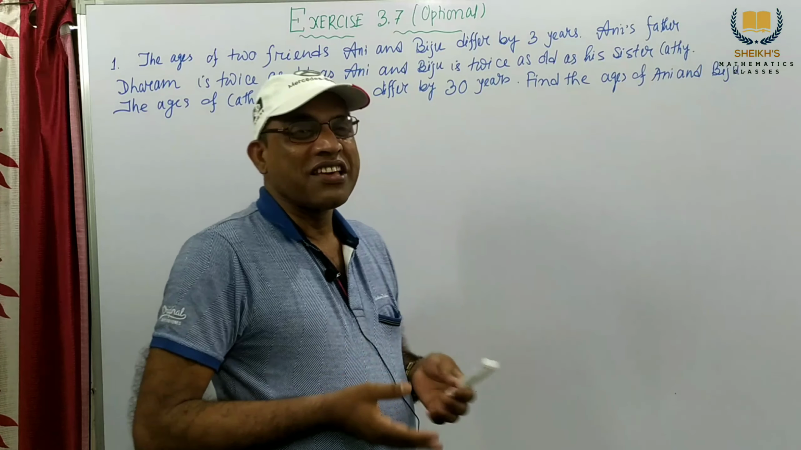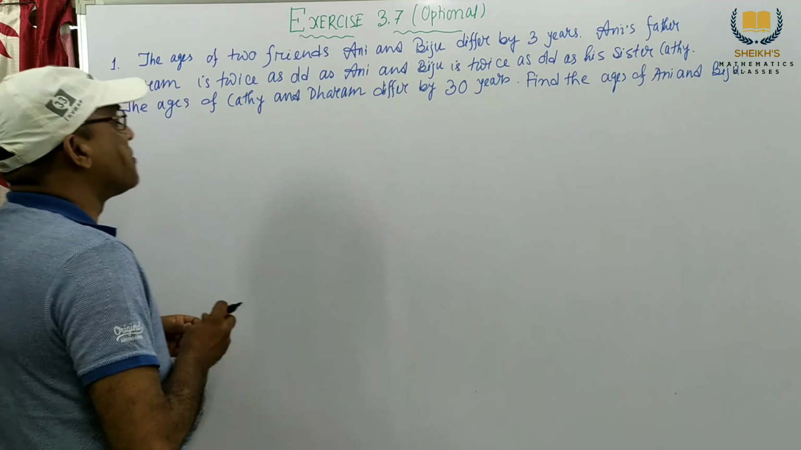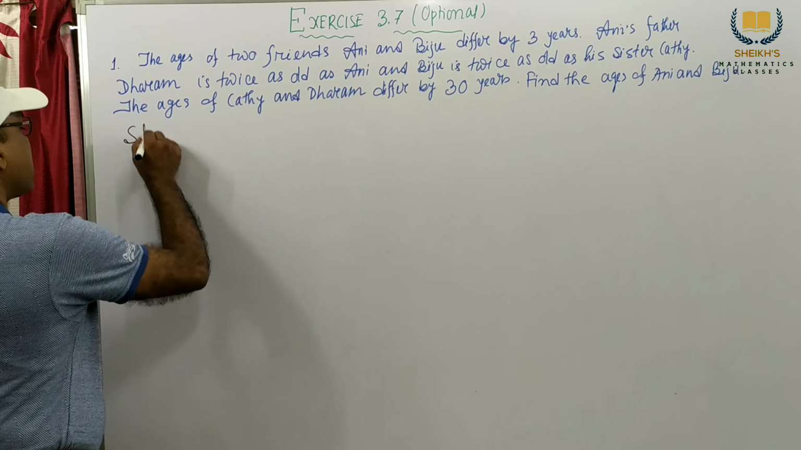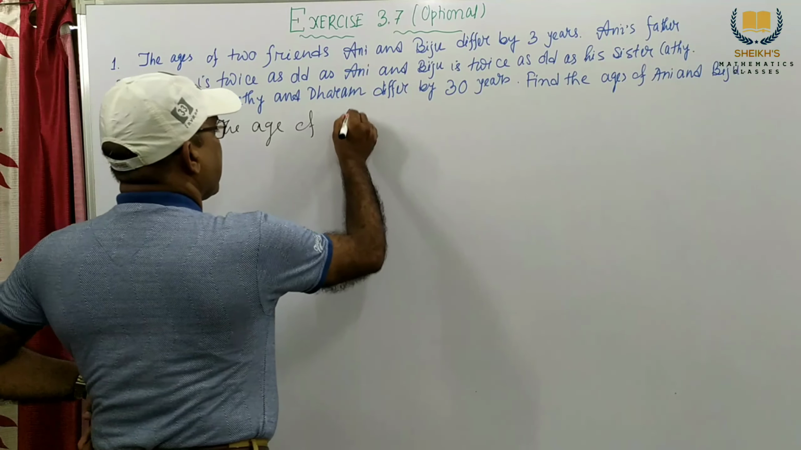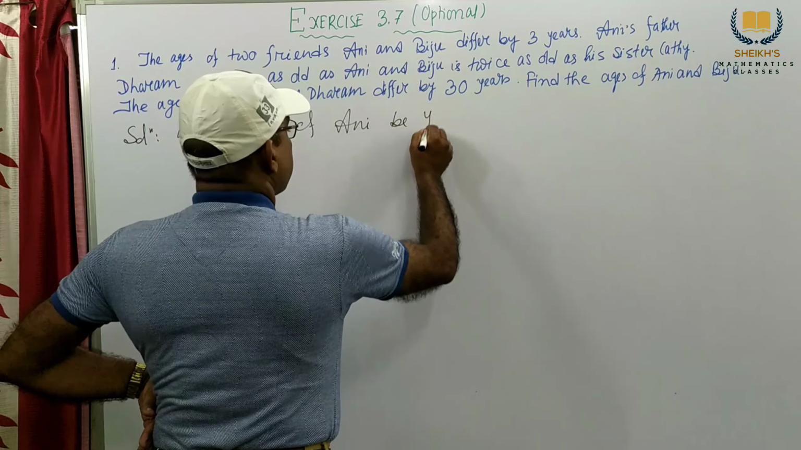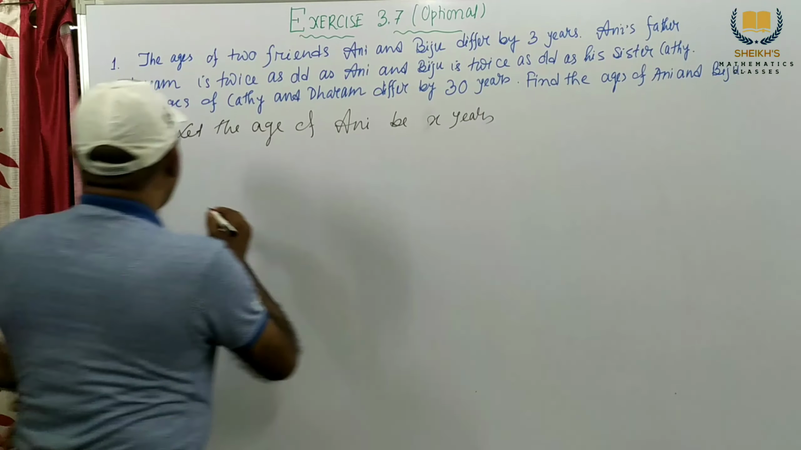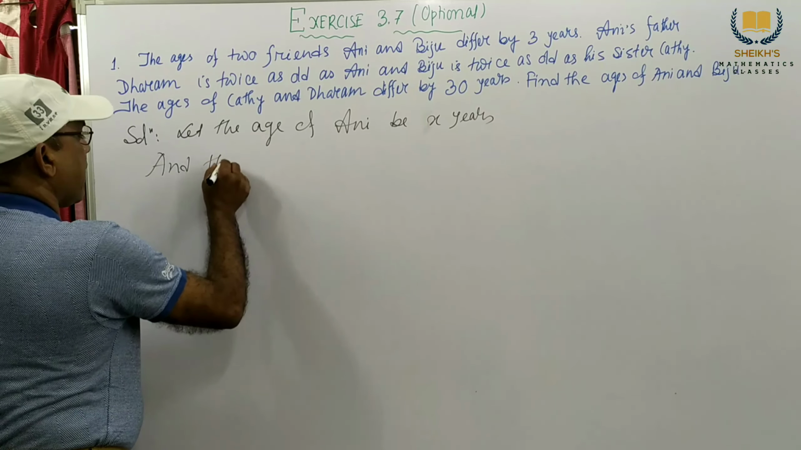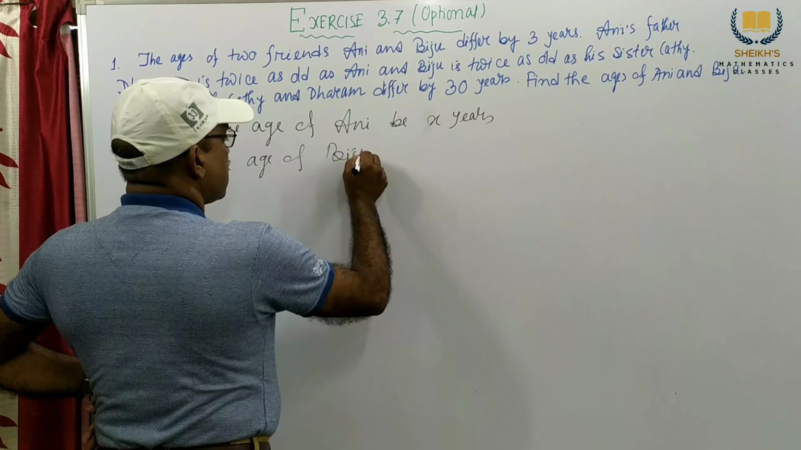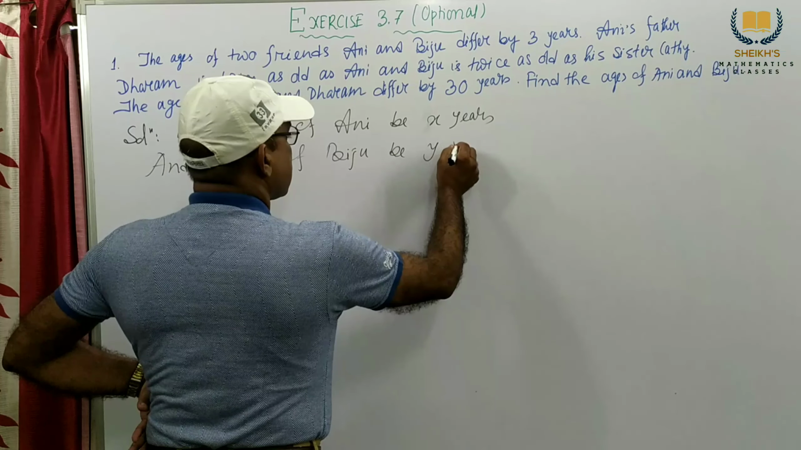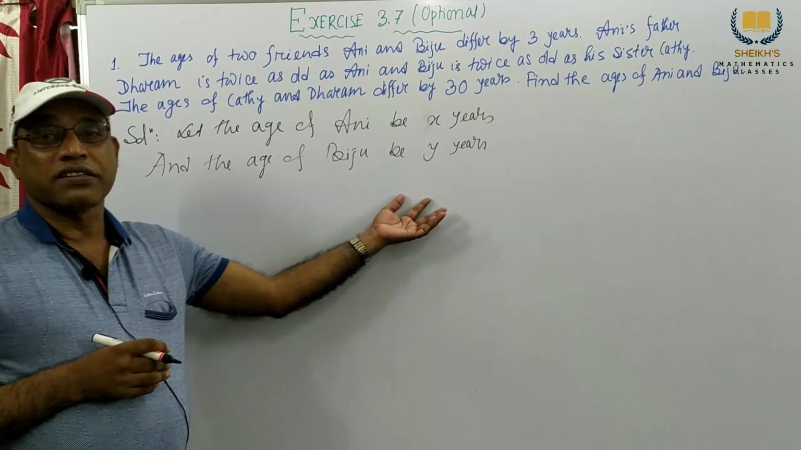So very interesting problem. We don't know the ages of Ani and Biju. We know x and y. These are the main technique. So first we consider, let the age of Ani be x years, and the age of Biju be y years.